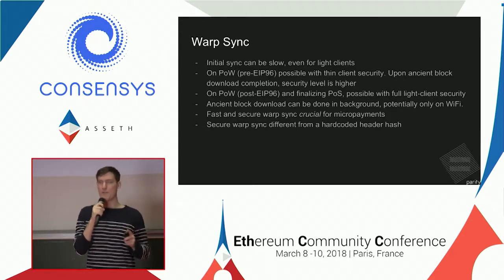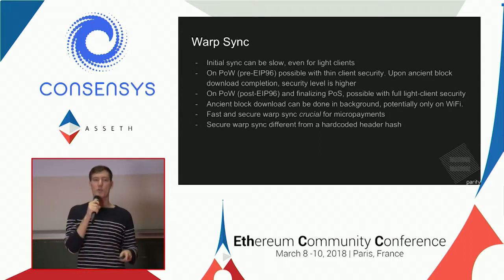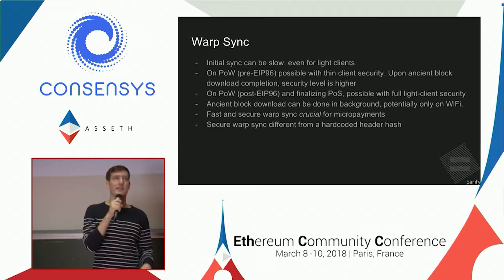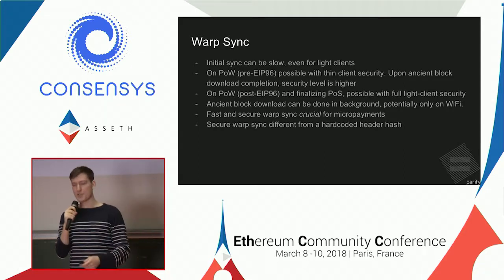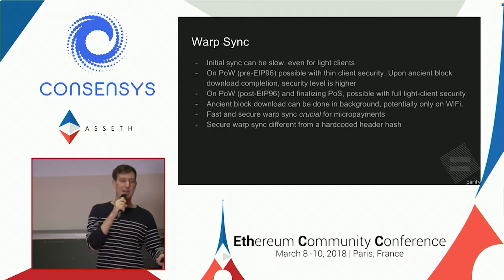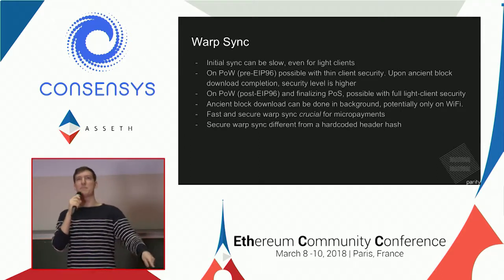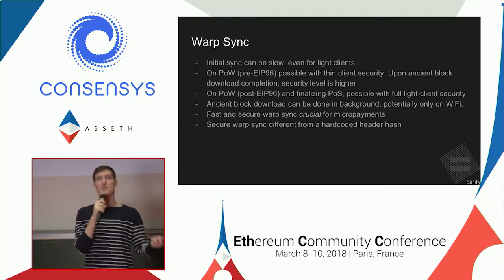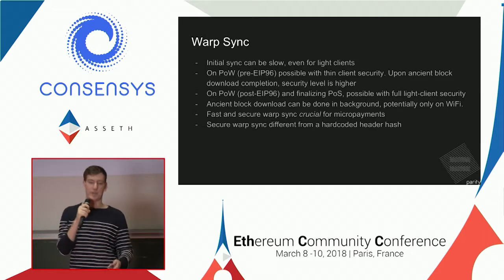So one final distinction I would like to make is that secure warp sync is different from having a hard-coded header hash or something equivalent to that in the client. So one thing you can do in a client is just say, when you make a release, we hard-code the latest hash of the chain. We say, OK, light clients, pick up from here. And that requires an additional level of trust in the developer, as opposed to a trustless warp sync where we're relying on cryptographic properties.